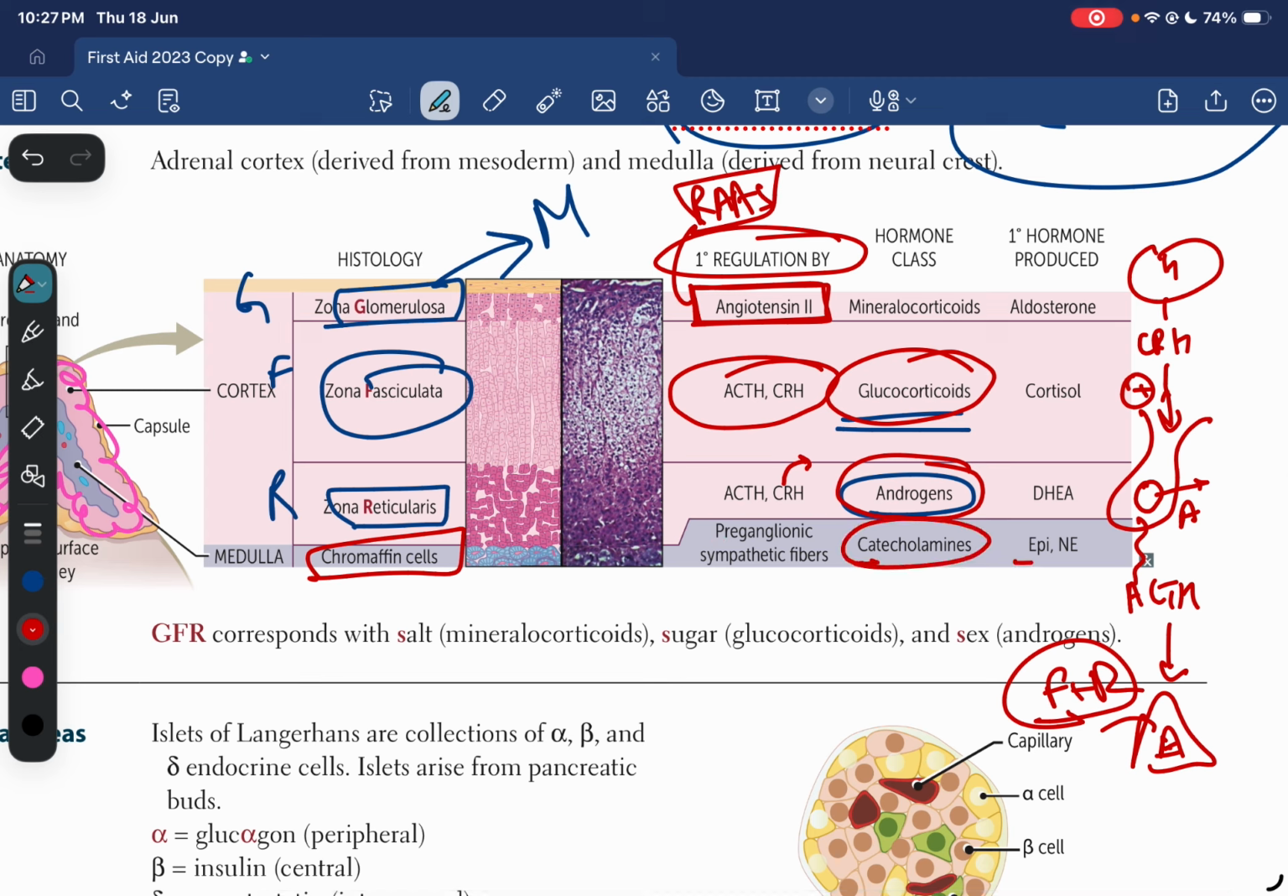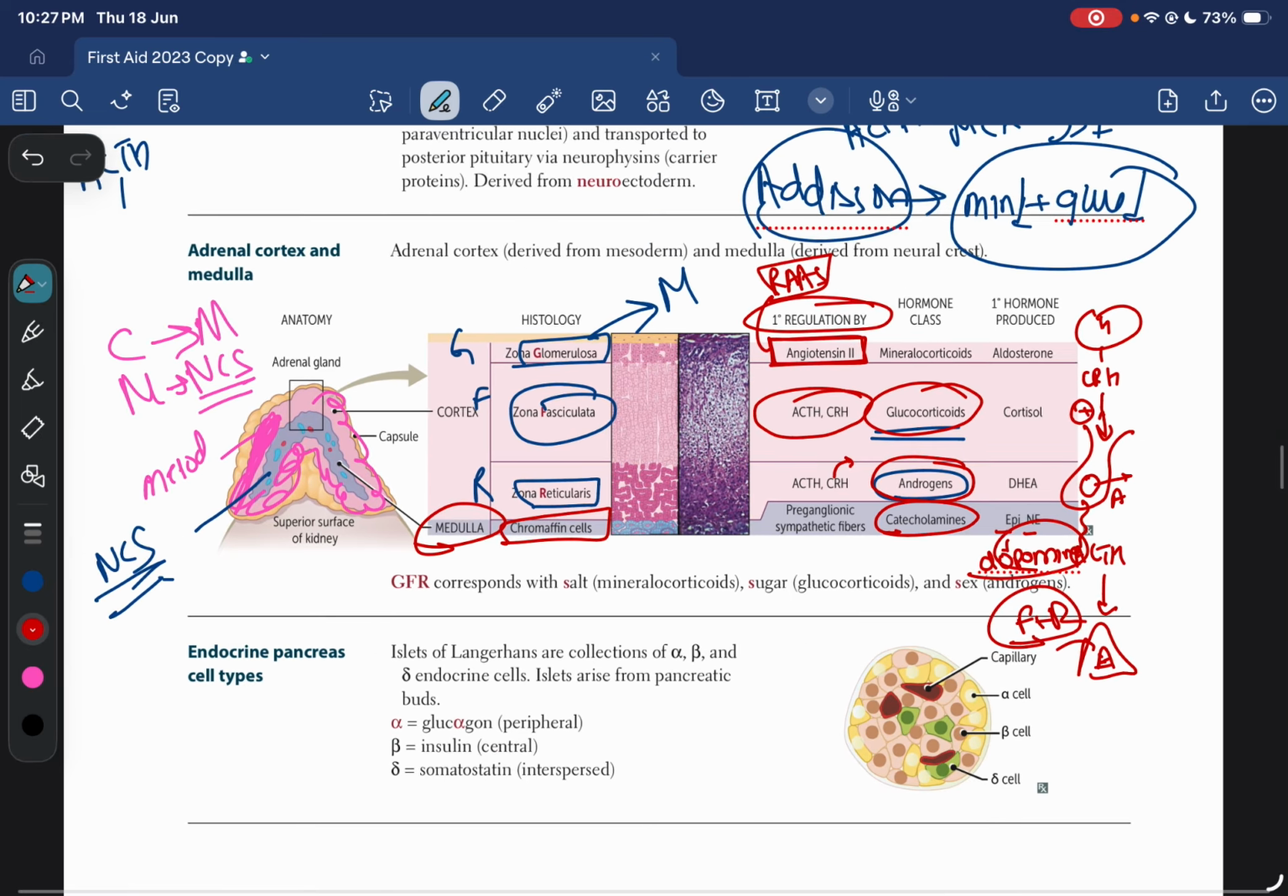So catecholamines, epinephrine, norepinephrine, and also dopamine are produced from the medulla of the adrenal gland. So yeah, that is the adrenal gland.